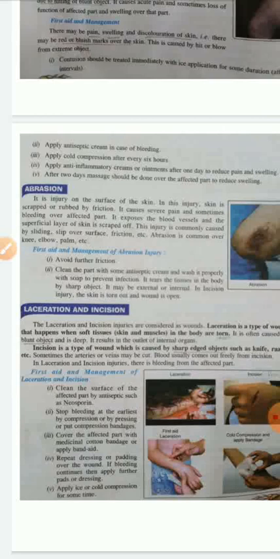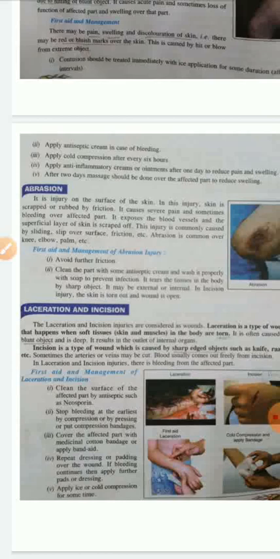It exposes the blood vessels and the superficial layer of the skin is scraped off. This injury is commonly caused by sliding, slipping over a surface, friction, etc. Abrasion is common over the knee, elbow, palm, etc.